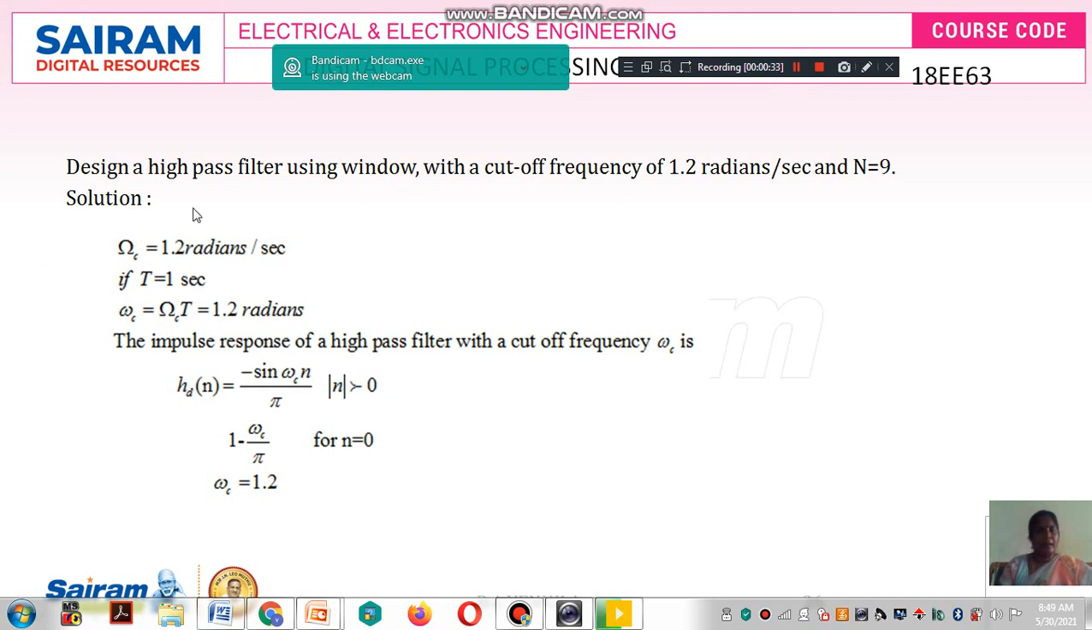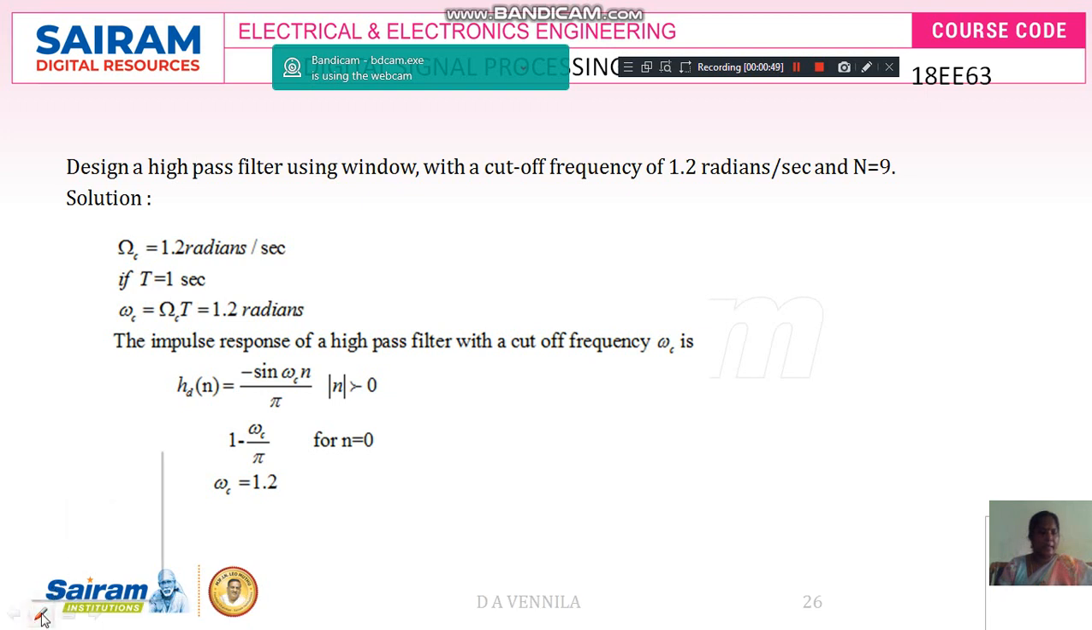Okay, and the cutoff frequency is given. So we are going to represent omega c is equal to 1.2 radian per second, and we need to assume that the sampling time is 1 second. This is your sampling time.